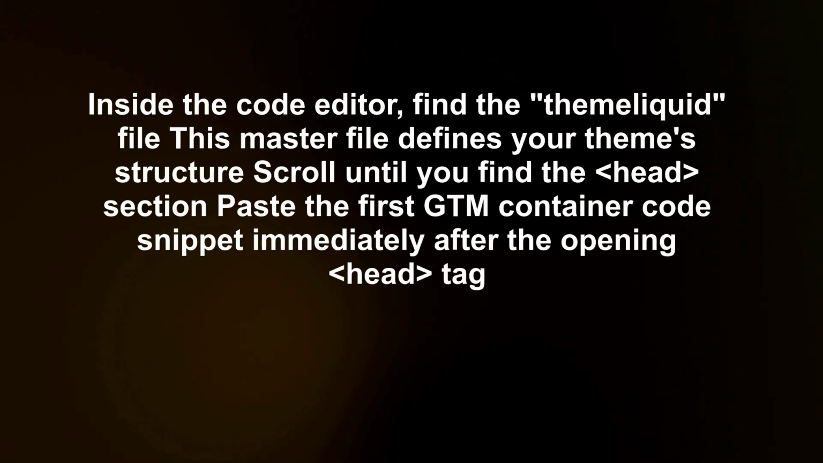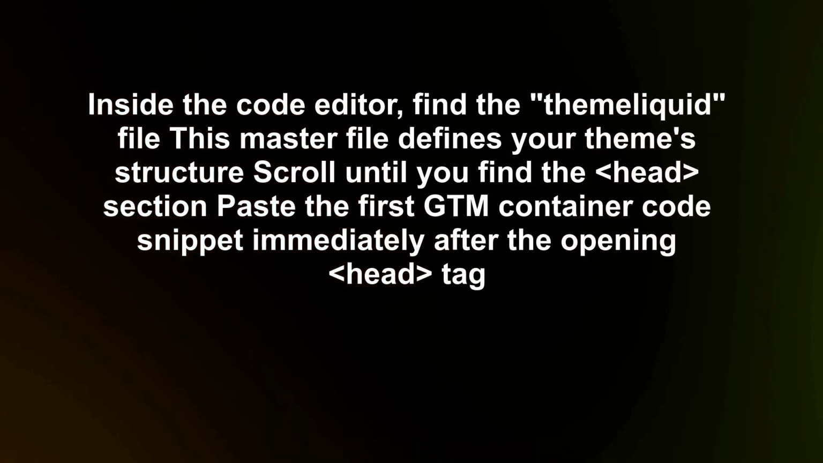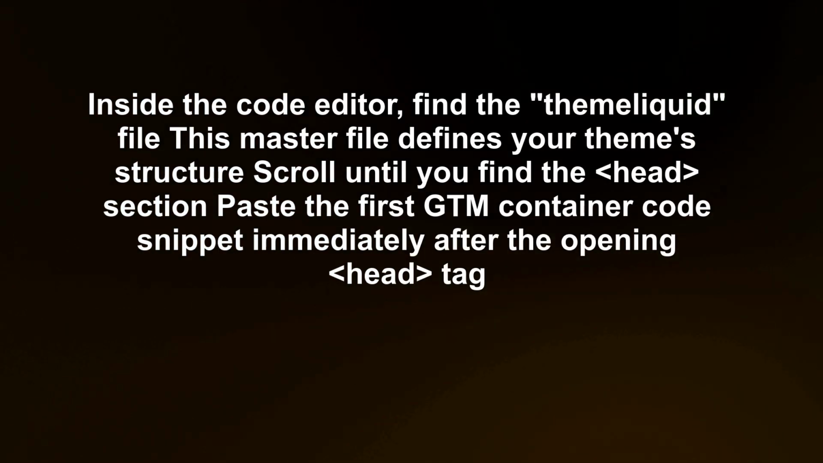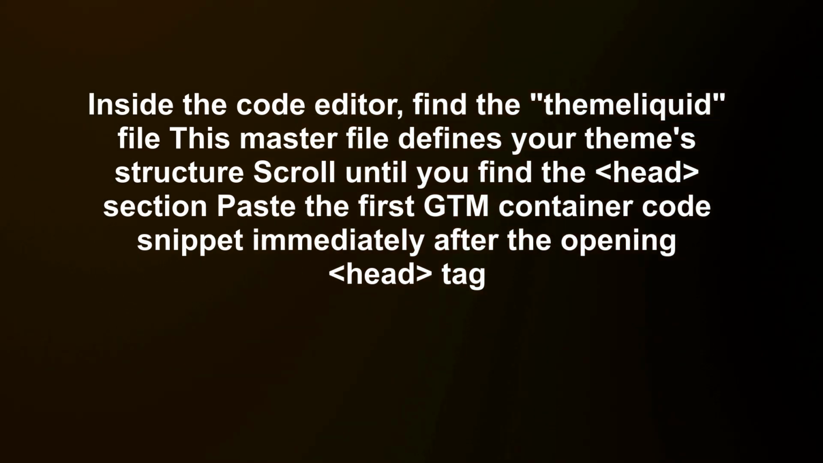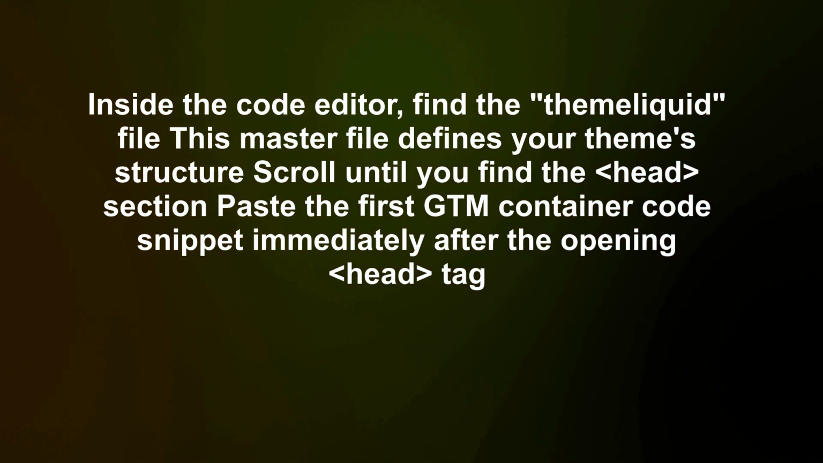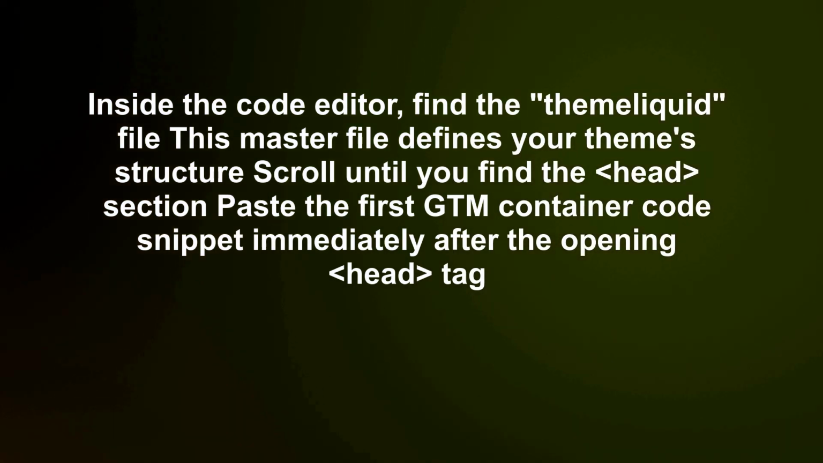Inside the code editor, find the theme.liquid file. This master file defines your theme structure. Scroll until you find the head section. Paste the first GTM container code snippet immediately after the opening head tag.